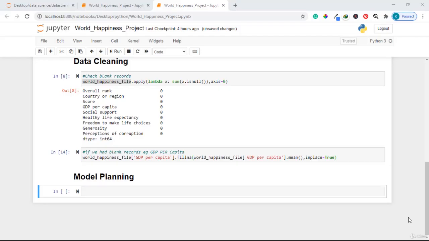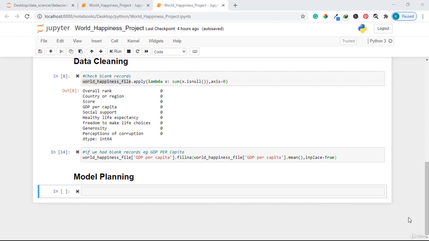The next step that you usually perform is model planning. Model planning involves understanding your data much better and understanding the relationship between these variables or attributes, so that when you go to the process of model building, you will build a model from well-formulated data.